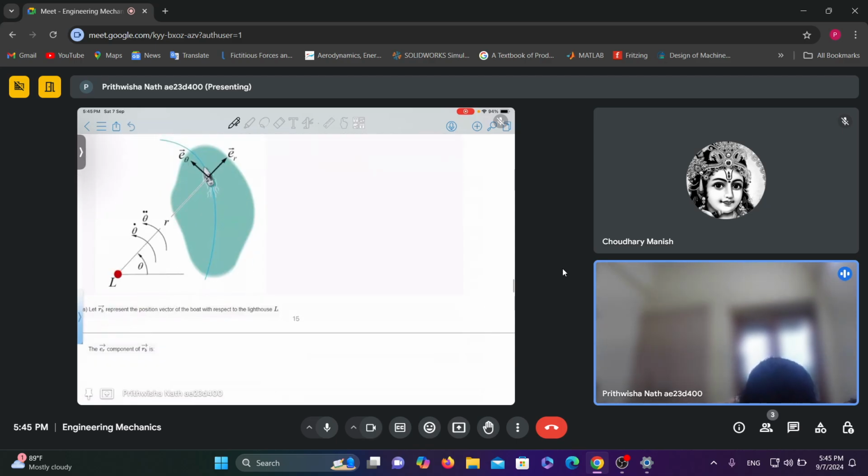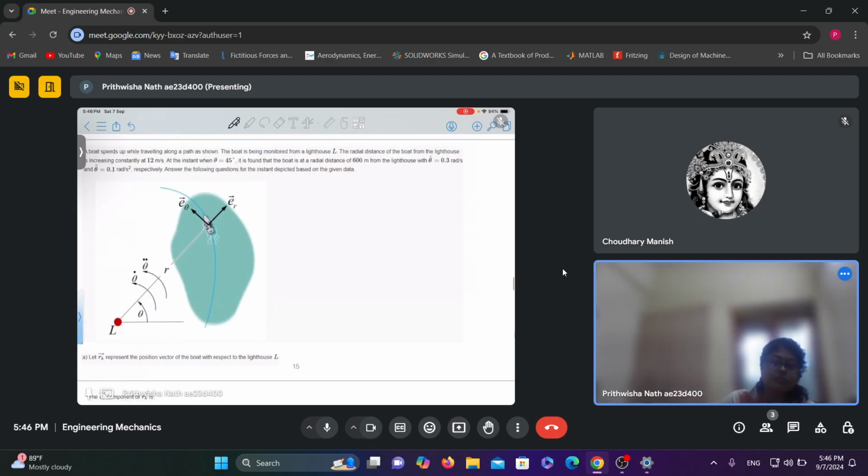So the first question is, let RB represent the position vector of the boat with respect to the lighthouse L. The ER component of RB is. So it's a simple question, you just need to substitute values in the formula.